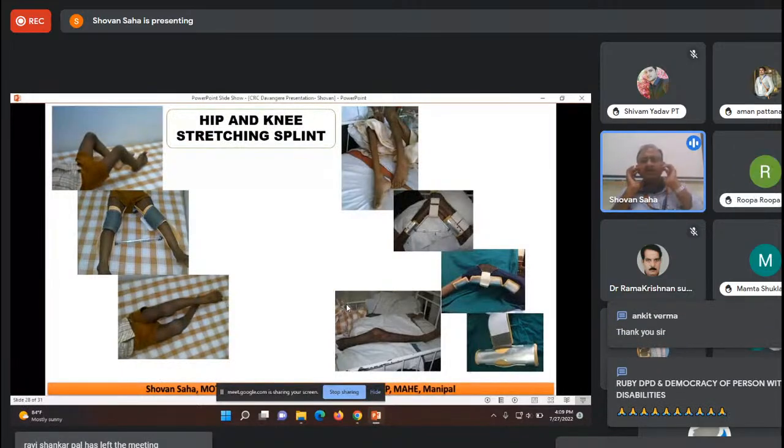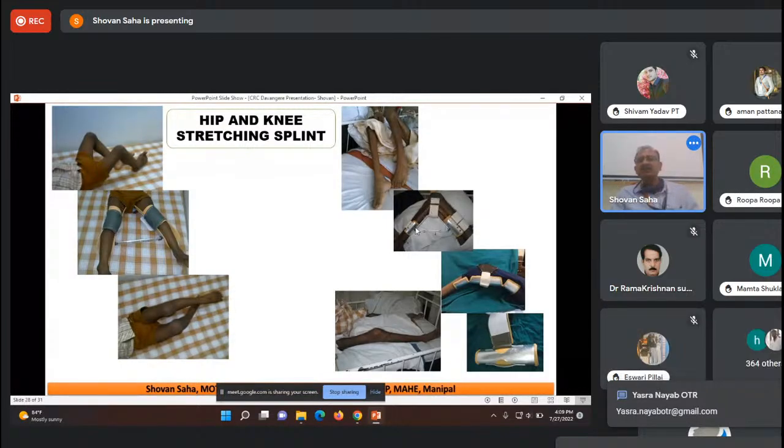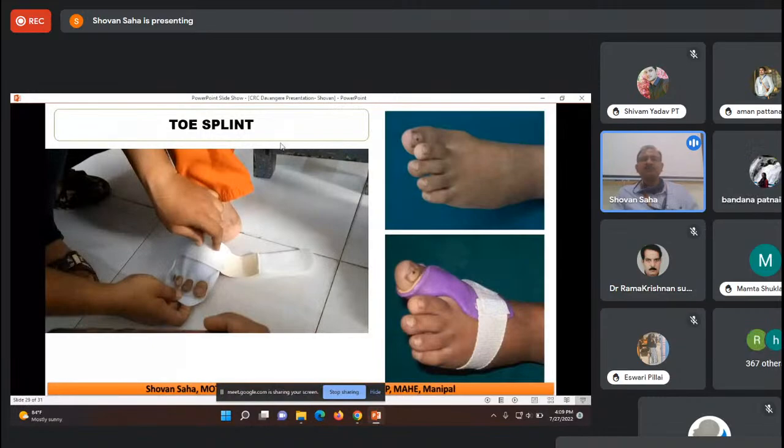Then you have problems with the hip and knee. You can see the serious contracture here. We can gradually stretch it. From here to here, there is a host of splints involved. This is a case of CP diplegic, so you have hip adduction contractures and knee flexion contractures. I'm sure all of you must be facing this.